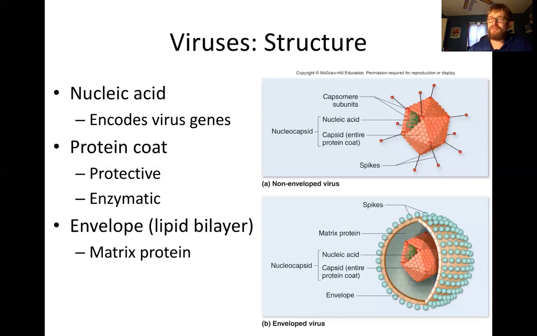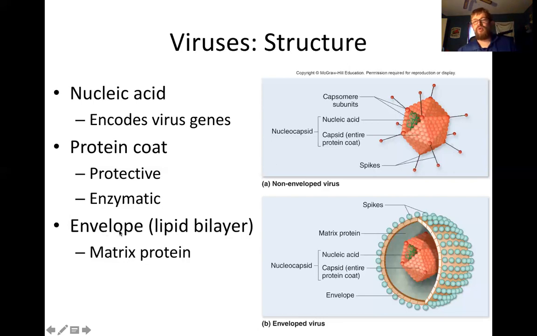In some ways, these are similar to the fimbriae that we see in pathogenic bacteria, right? They serve as that attachment point, all right? So this protein coat provides protection for the nucleic acid. It also contains enzymes that can be active in driving the viral cycle.